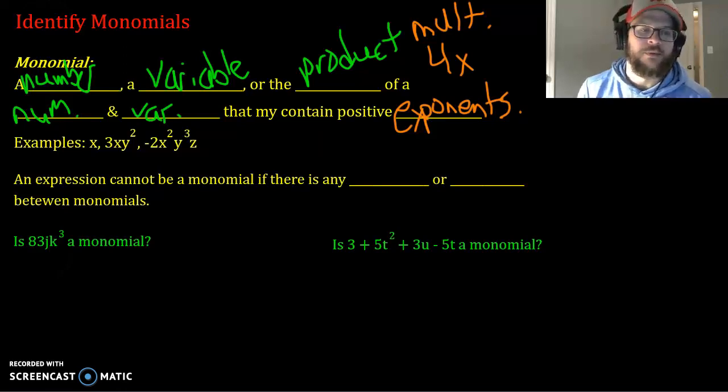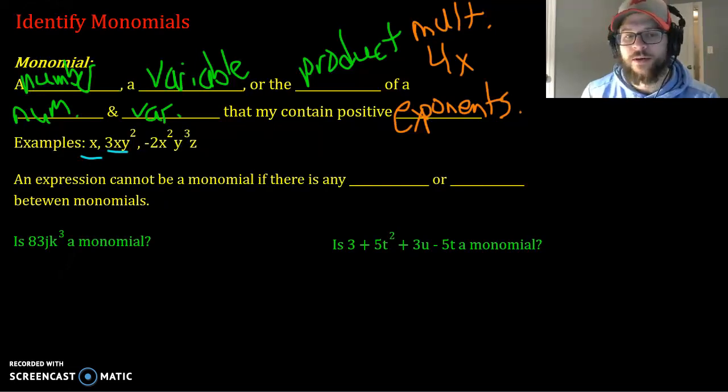So a couple different examples, in fact, 3 different specific ones. Again, the letter X, just by itself, that is a variable. That is a monomial. 3xy squared. So the only thing that's happening right now is a multiplication between the 3, which is a number, between the x, which is a variable, and then between the y squared, which is a variable that has a positive exponent.